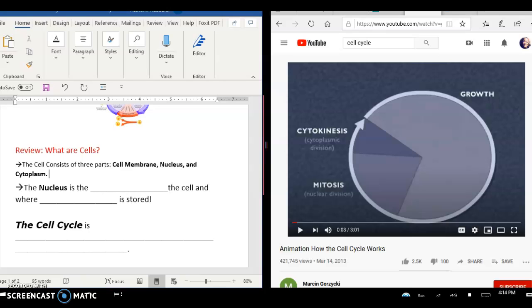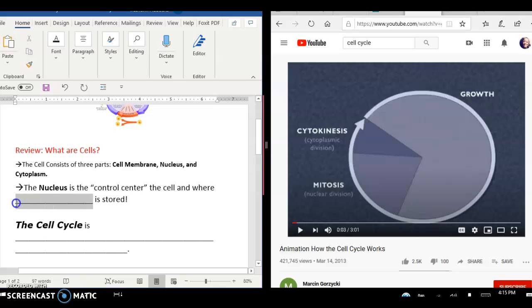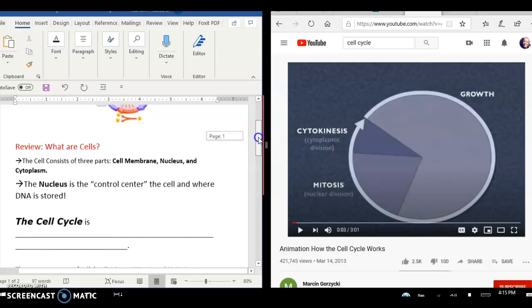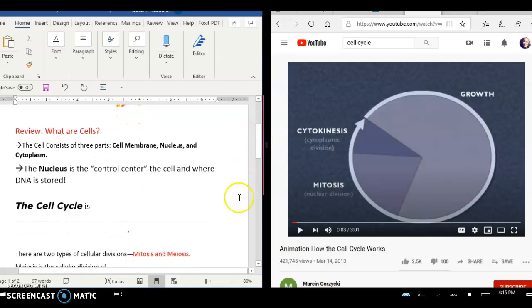Alright, so last lesson we talked about how the nucleus is one of the most important parts of the cell, because the nucleus is considered the control center of the cell. Just like our brain is the control center of our body, the nucleus is the control center of the cell. And also the nucleus is where DNA information is stored. That's very important for when we get into the cell cycle.